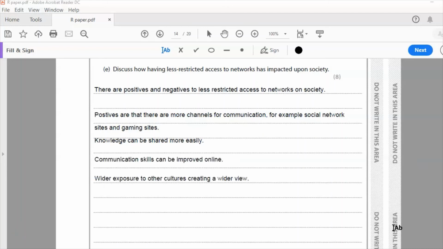And we've also got positives that communication skills can be improved online. We can communicate better due to learning how to do it better online. You can state your point of view a bit better because you get the practice of doing it in an online scenario. You've also got wider exposure to other cultures, creating a wider view, creating more rounded individuals. So there's some of the positives. Let's look at some of the negatives now to balance out this response.